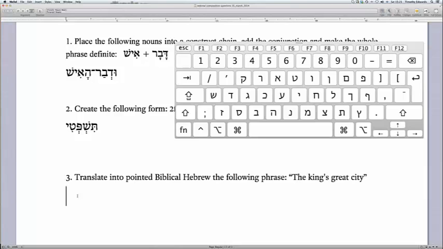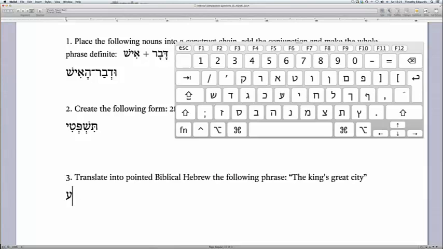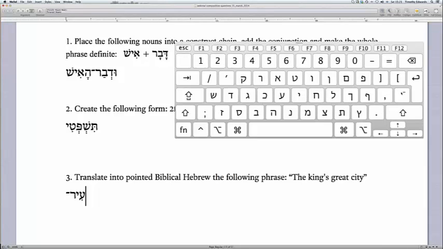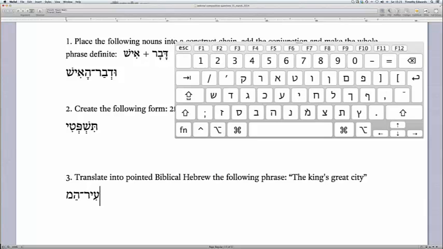And so we start with the construct chain for the king's city. So we have ir. Let's put the maqqef in. It's definite, and so it's ha melech.